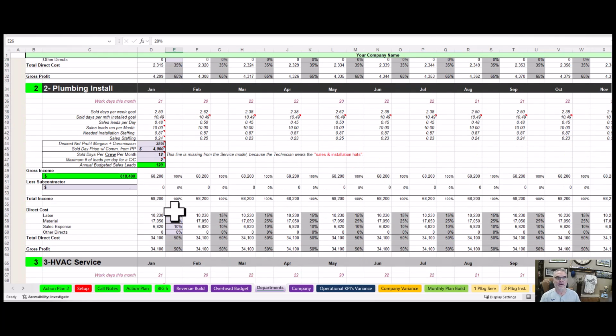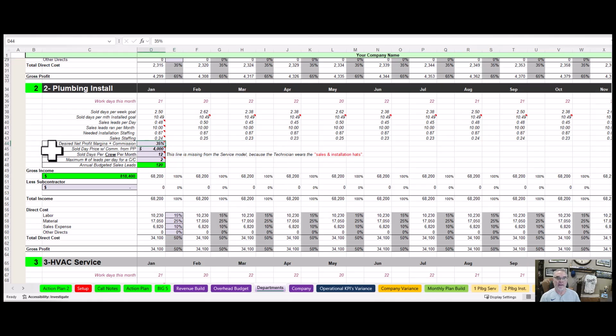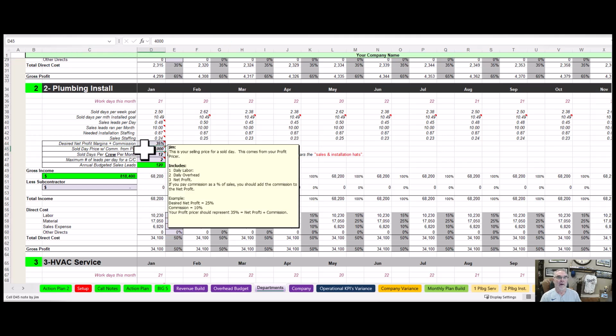Okay, plumbing installation department, 35% is here because we mirror the commission and the net profit together because they're both percentages. So we pay off a percentage on the commission, and we look for the percentage on the net profit here. That's why that says 35%. Selling price $4,000 a day. I don't really have a pulse on where that should be company by company. I've seen it go higher and I've seen it go lower. I will say this: the guys that are doing it higher are making more money.